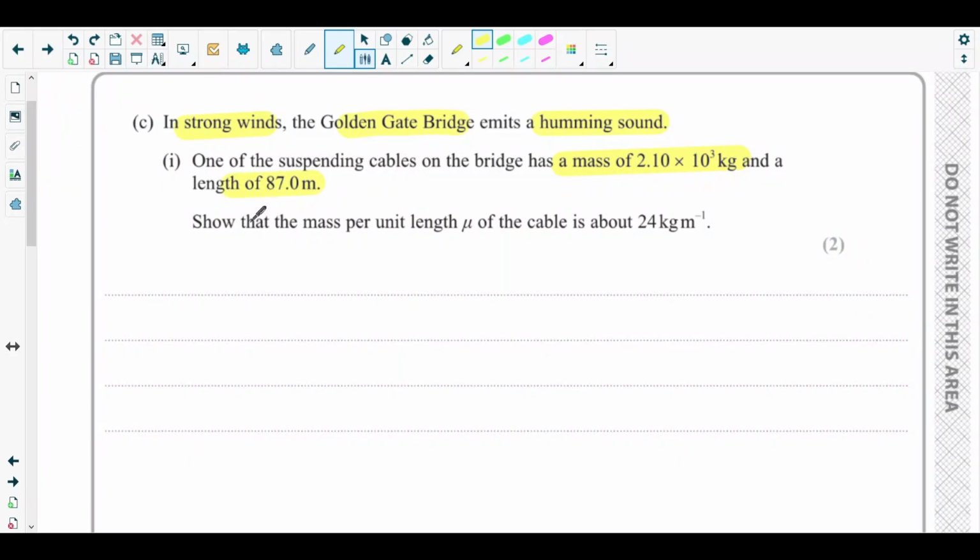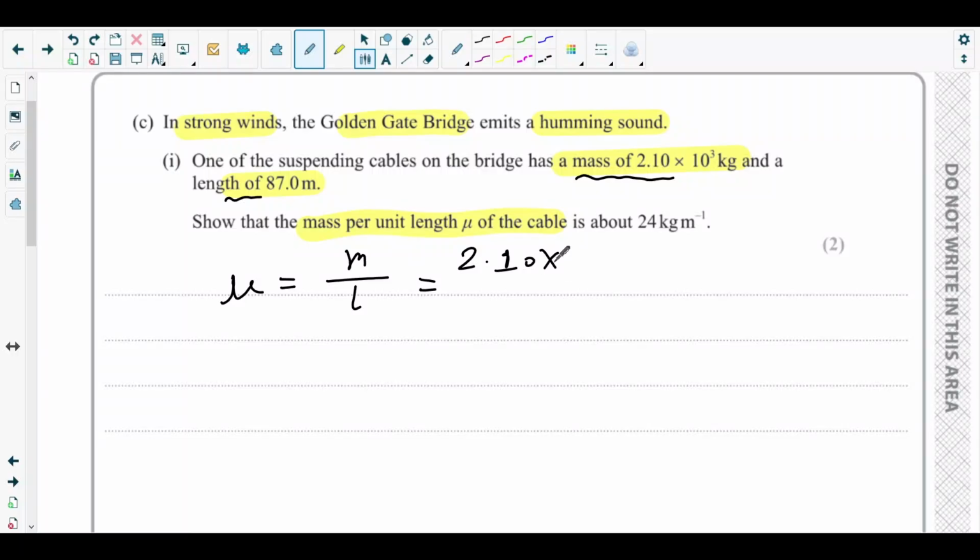So it is asking to show that the mass per unit length mu of the cable is about 24 kg per meter. Okay. So the mass per unit length. The mass is given, right? And the length is given. So mass per unit length mu equals total mass over the total length, right? So total mass is 2.10 times 10 cube over the total length is 87 meter. So that would be that much kg per meter.